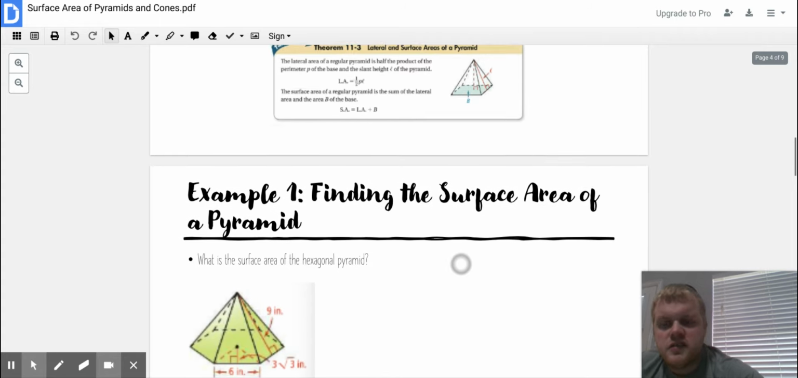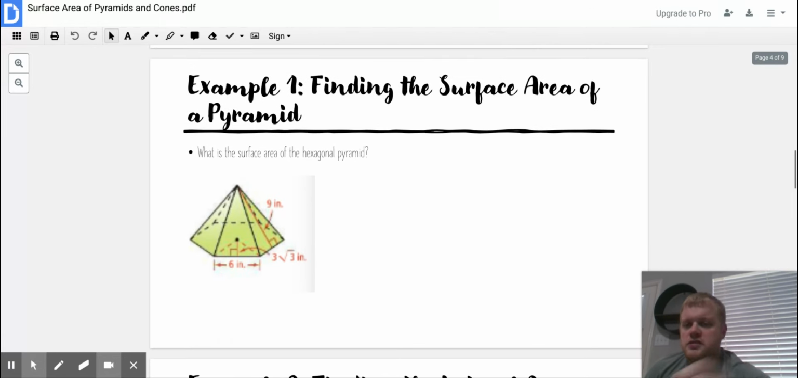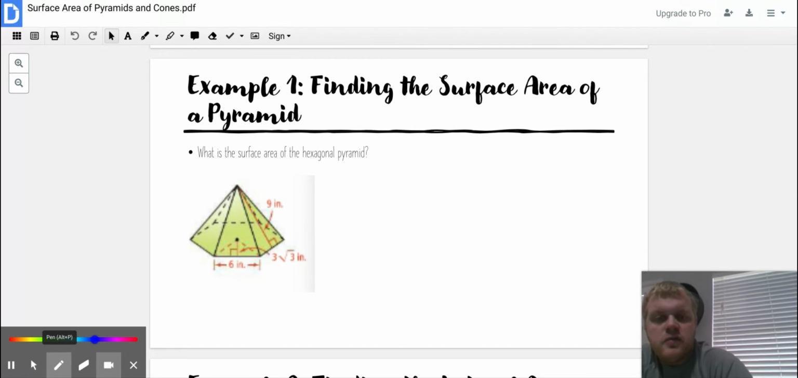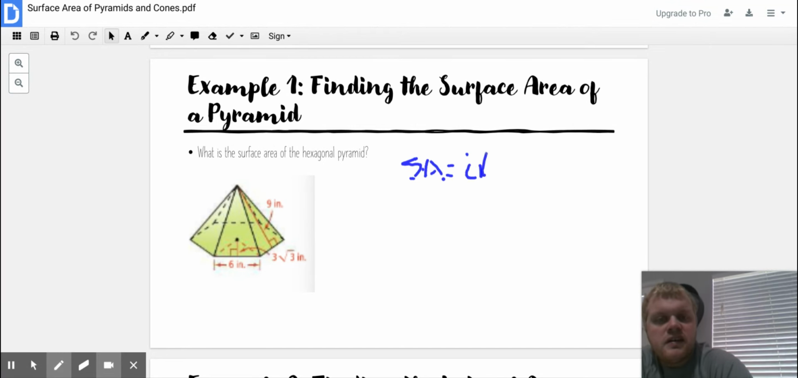Finding the surface area of a pyramid here. What's the surface area of this hexagonal pyramid here? Our first step is to make sure that we are writing down our formula. Our formula, like we said before, is SA equals LA plus B. We only have one base. That's why it's B. So the first step we need to solve for is our LA.